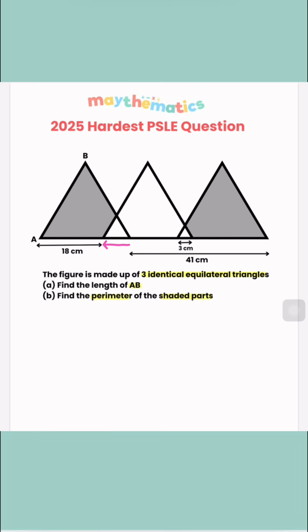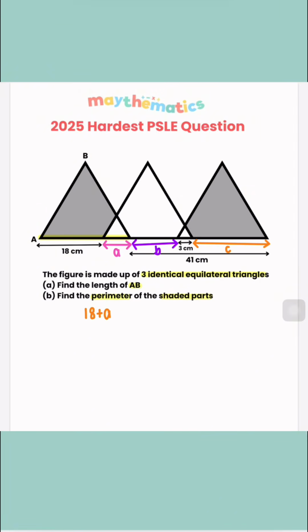Let's label letters to represent each unknown part. So for this part, let's label it as A. This part here, let's label it as B. Last but not least, this part here, let's label it as C. Let's zoom in to the first length of an equilateral triangle, which is here. We know that this is 18 plus A.